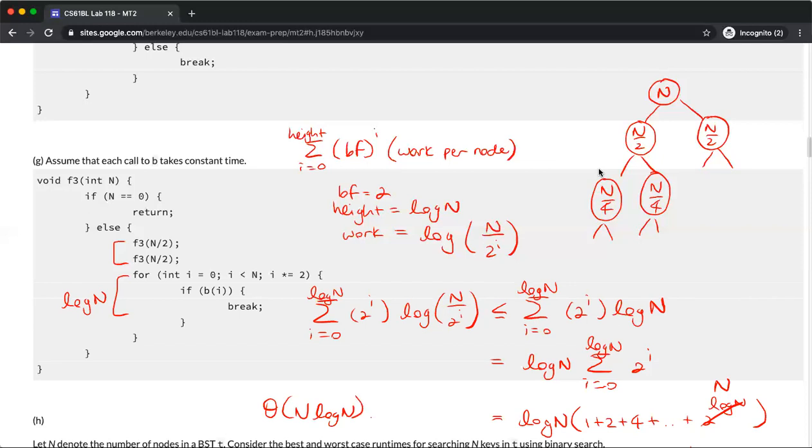Okay, and notice that this is actually for the worst case, because we have this call to B of i, where if this returns true, we can just break out of the for loop. And so in our worst case, it would be theta of n log n, in which case B of i always returns false. And our best case is when B of i always returns true, and so we always break out of the function doing a constant amount of work per node. So this would be a constant amount of work, which means that it is just theta n.